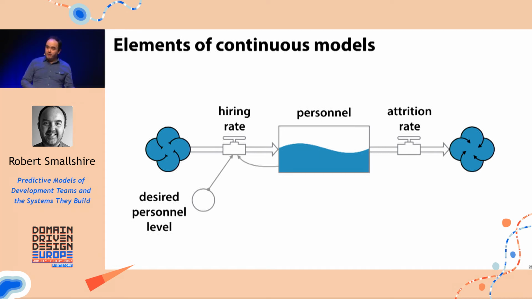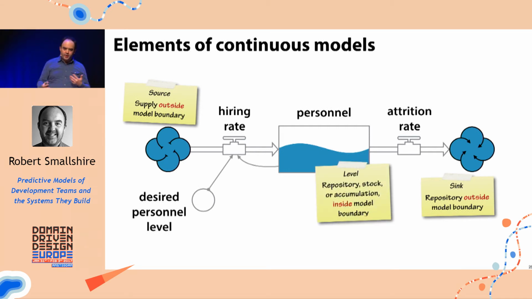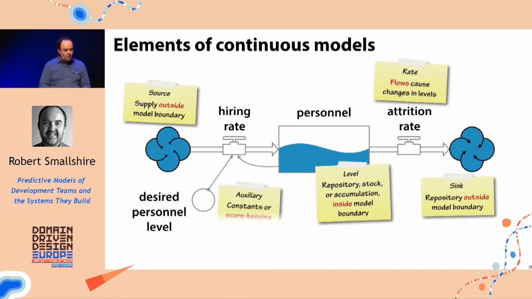And we control the hiring rate usually with a desired personnel level. We know how many people we would like to have in our organization. So this is very simple. So we have sources, which are outside the model boundary. We have sinks, which are also outside the model boundary. We have levels of a repository, some analog quantity inside the model boundary. We have flow rates between these things. And we have what, in these types of models, we call auxiliaries, which are constants or scorekeeping variables, like how many people we would like to have.